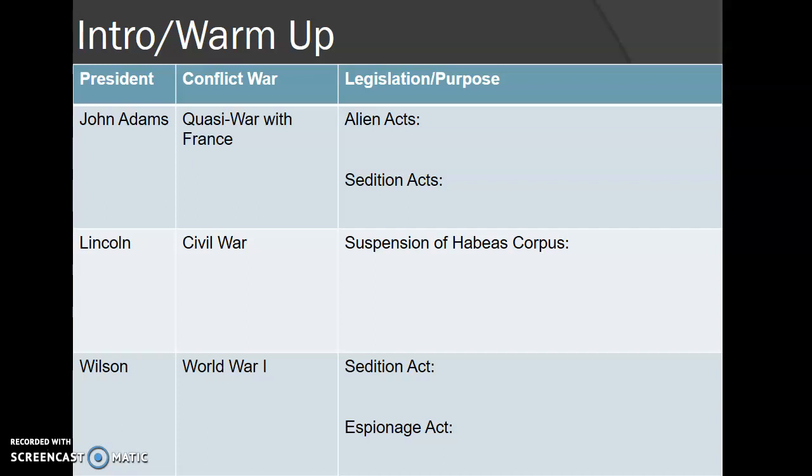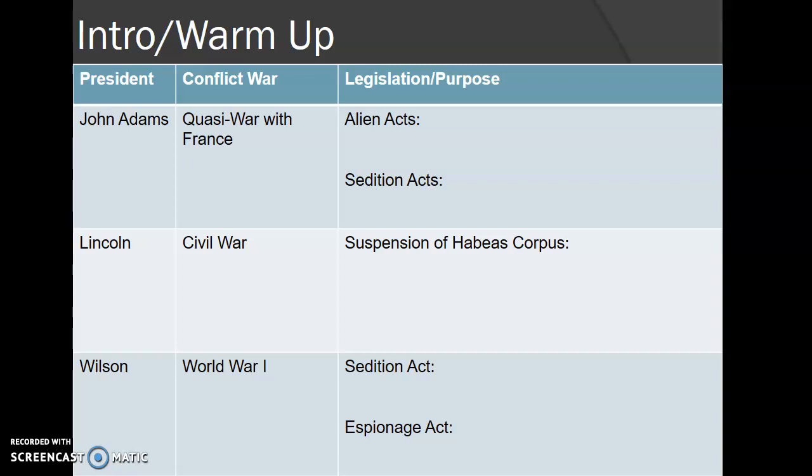Now, here's the thing. When we're talking about things like the Sedition Acts, or even the Espionage Acts, we're talking about the suppression of the First Amendment, right? Freedom of speech, maybe freedom to assemble, freedom of the press. That's where those fall into play. And then suspension of habeas corpus during the Civil War, that's going to be suspension of due process. Being thrown in jail without getting a trial, being held as an enemy combatant, even though you're a U.S. citizen.